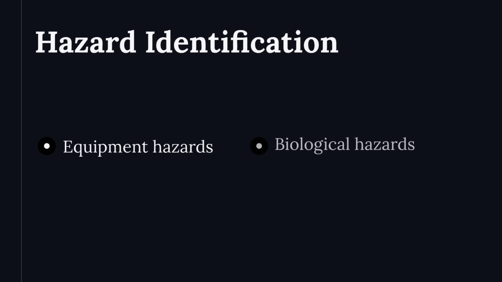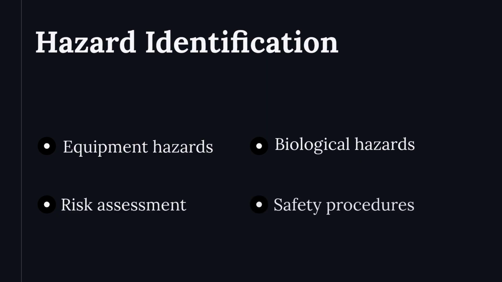Identify hazards related to equipment or biological materials. Assess the likelihood and severity of risks. Outline control measures and safety procedures. Follow laboratory health and safety guidelines. Include full risk documentation in appendices.